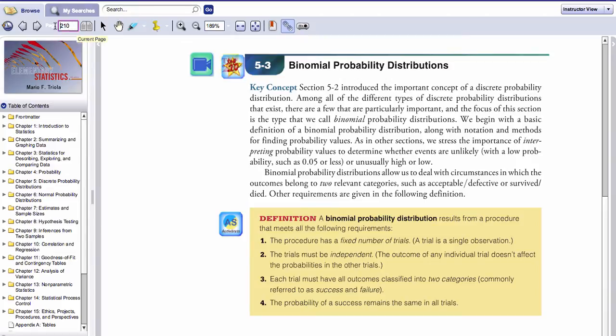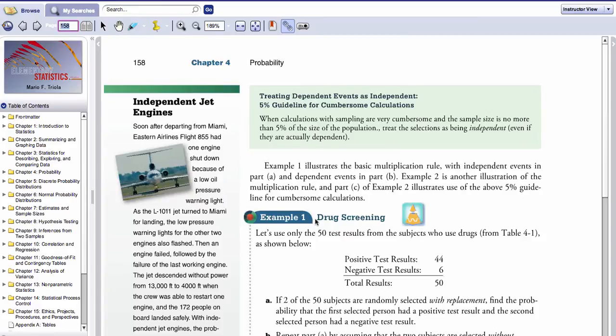If we go to page 158, we see that we have a guideline for treating dependent events as independent, the 5% guideline for cumbersome calculations. When calculations with sampling are very cumbersome and the sample size is no more than 5% of the size of the population, treat the selections as being independent even if they are actually dependent. So if the sample size is no more than 5% of the size of the population.